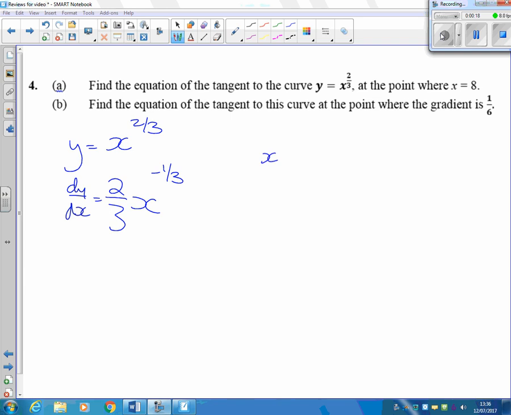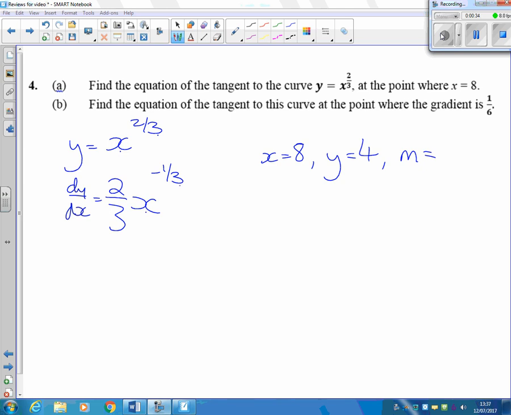And we've got the x value 8. So stick 8 into there, do it in your head. Cube root of 8 is 2, 2 squared is 4. Check it on the calculator if you're worried. Stick the 8 in here. Again, try and do it in your head first.